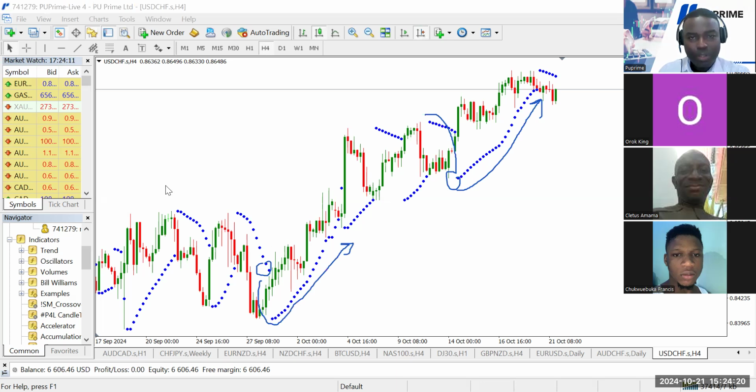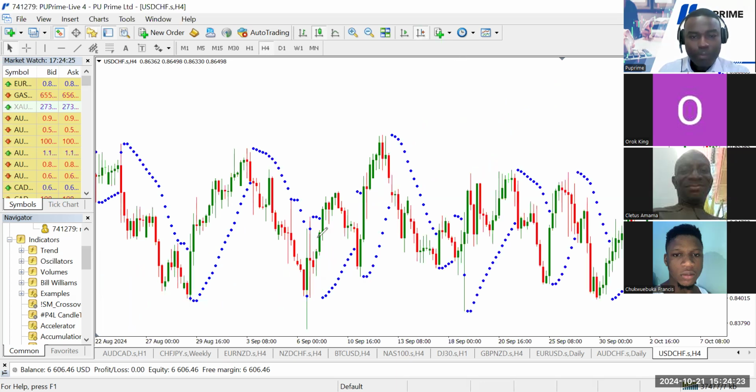Also, whenever the dot crosses from below, this is bullish. Whenever the dot is above, it indicates we are looking for an opportunity to look for a bearish trade. When the dot crosses from below to above, then we're looking for an opportunity to sell. Or in a simpler way, whenever the dot is below the candle, we're looking for an opportunity to buy. And when the dot is above the candle, we're looking for an opportunity to sell.